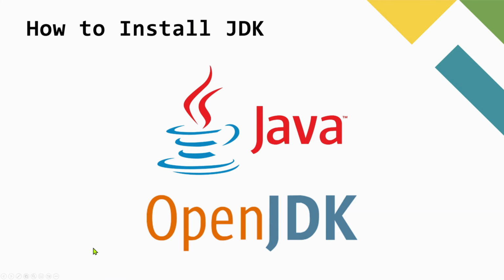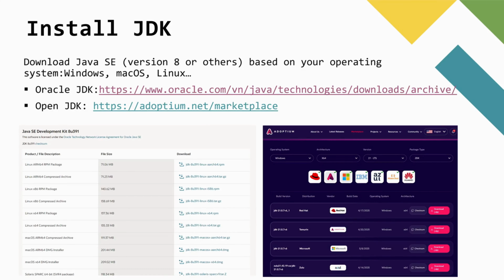Want to code in Java but don't know where to start? You'll need to install the JDK, the Java Development Kit. In this short guide, I'll walk you through the exact steps to install it on both Windows and macOS. You can choose to install either Oracle JDK or OpenJDK.